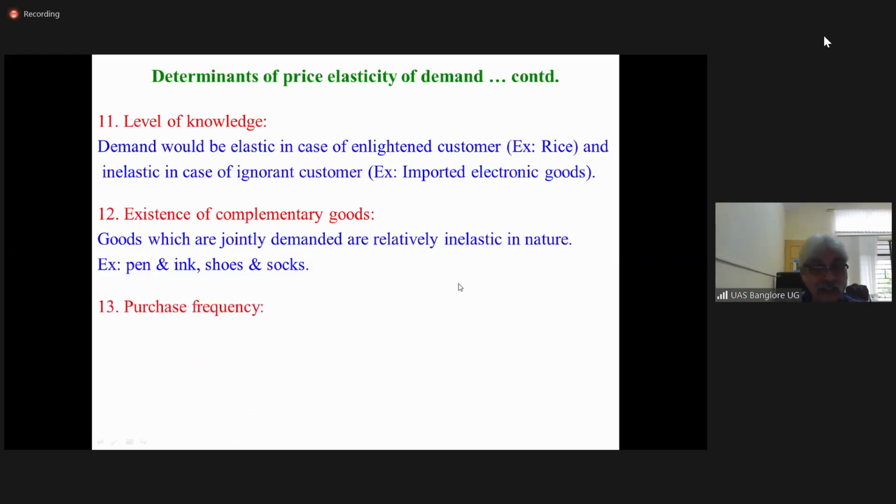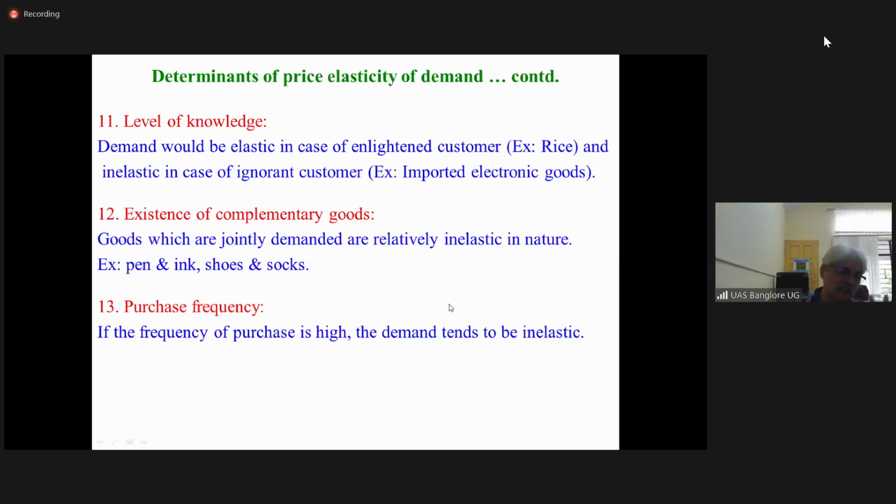And the 13th factor is purchase frequency, how frequently you purchase it. The essentials you usually purchase very frequently. Luxuries and other things you purchase rarely, not frequently. If the frequency of purchase is high, the demand tends to be inelastic. For example, coffee, tea, milk, matchbox, and so on.